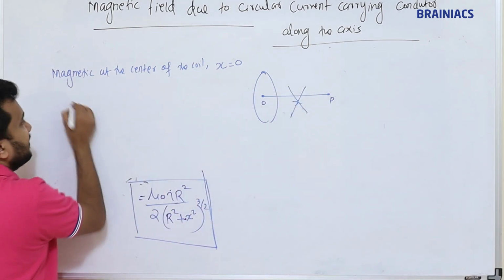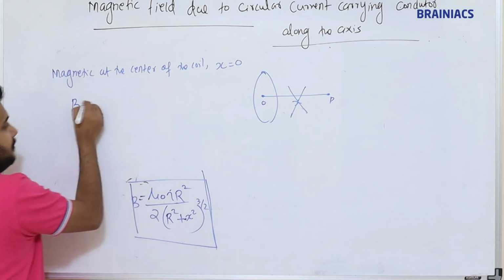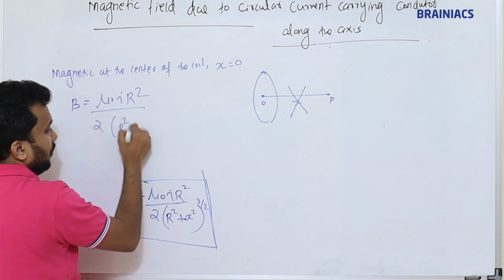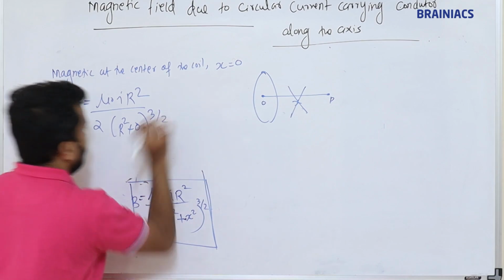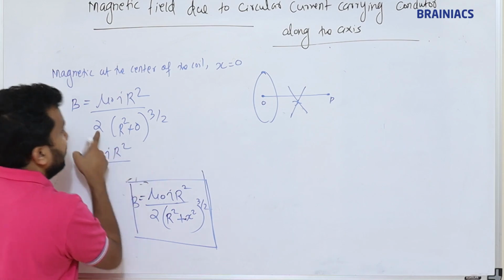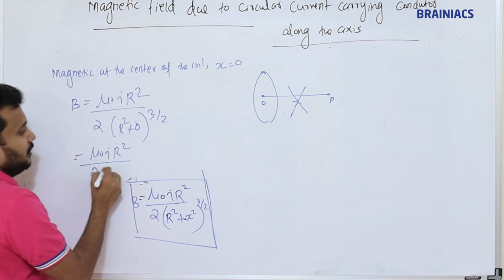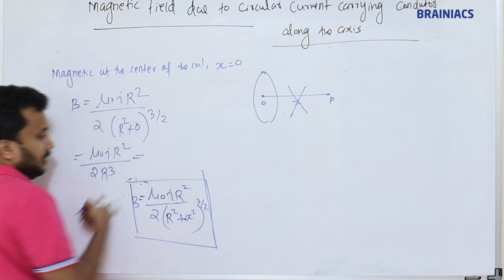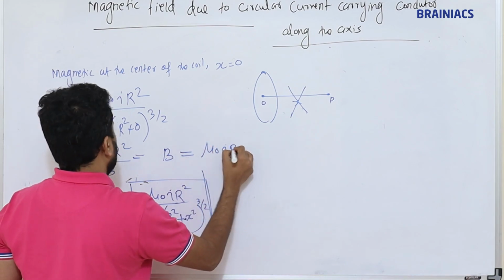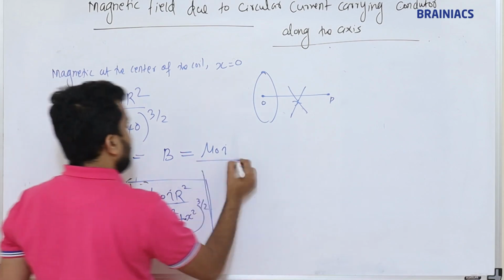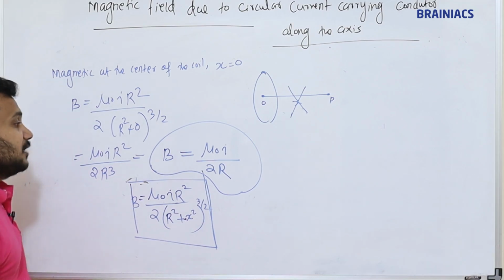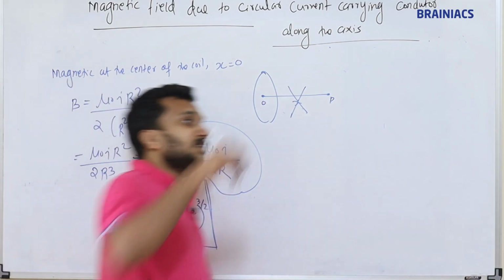In that case, if I substitute x equal to 0, what will our magnetic field come to? Mu 0 I into r square whole divided by 2 into r square plus 0 raised to 3 by 2. So what will this come? Mu 0 I into r square divided by 2, r square 3 by 2. So it becomes 2 times r cube. Again, r square and r cube will get cancelled. So we got B equal to mu 0 times I divided by 2r. This is what we have found: the magnetic field due to a circular current carrying conductor at the center of the circle.